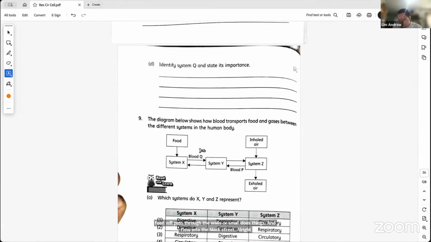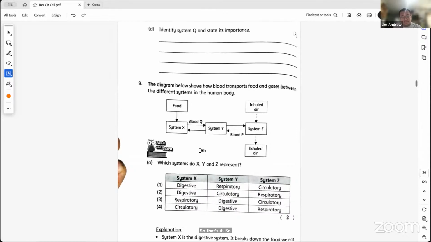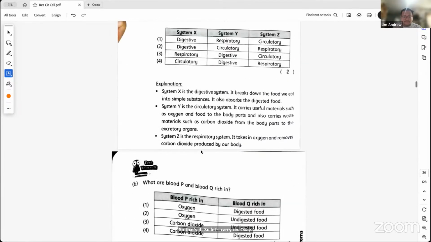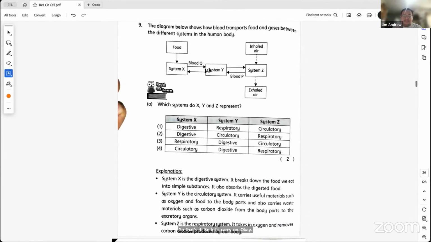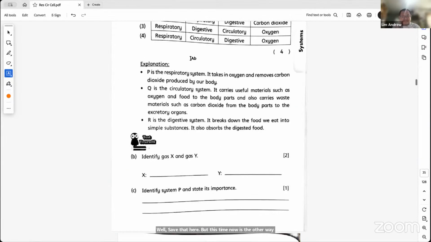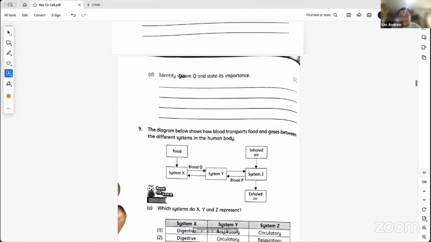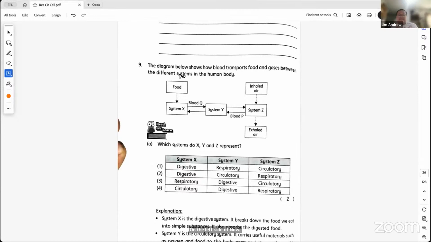So let's carry on. Oh, I have to answer this. Same diagram here, but this time around it is the other way around. Just now in the diagram, the air is on the left side of the screen. Now, the air is on the right side of the screen. So always remember to see the main thing, which is the air or lungs. Where is it located? From there, you will know how to answer the questions.